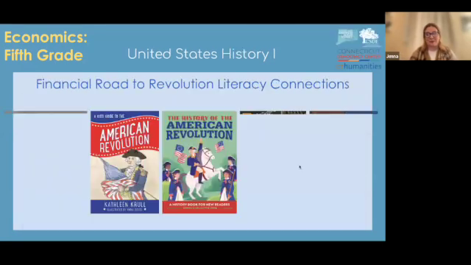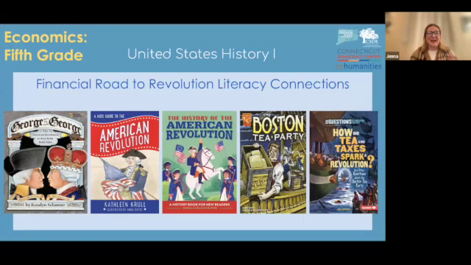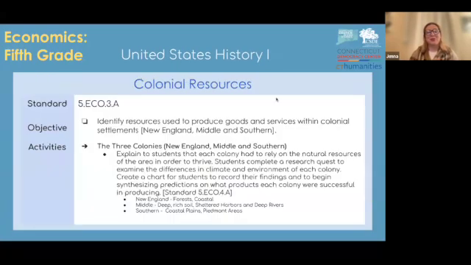So some texts that follow along are George versus George, hitting again on the Prime Minister and George Washington. Then you could have A Kid's Guide to the American Revolution, The History of the American Revolution, The Boston Tea Party, and How Did Tea and Taxes Spark a Revolution, all of which have a wonderful financial and econ perspective.